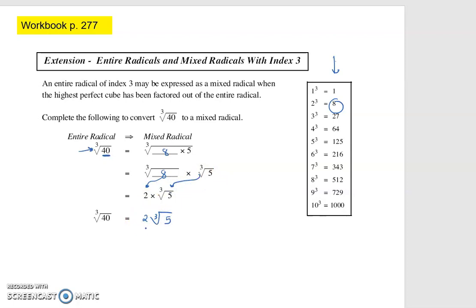So the only thing that changed here is that we had to make a table of perfect cubes because this was dealing with the index of 3. Okay. I will talk about what to do if you ever see anything with a higher index like a 4 or 5. Then we try to do it a slightly different way. We don't really see a lot of those in math. It's mostly square roots and then a little bit of cube roots here and there. So it's good to practice both of them.